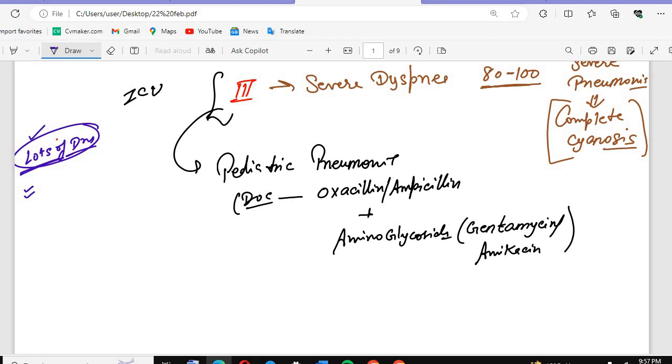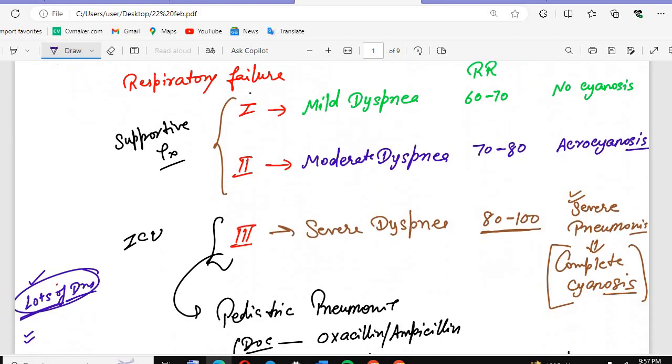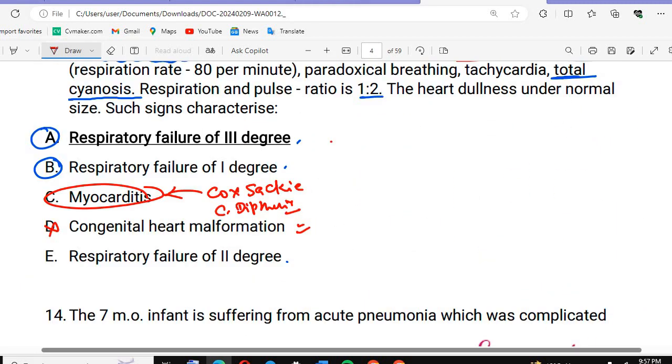It's like pediatric pneumonia. In between we will study pediatrics in case of meningitis. So all those drugs should be on your last page. Aminoglycosides and oxacillins we will give in case of ICU patients. So now we can see the question.